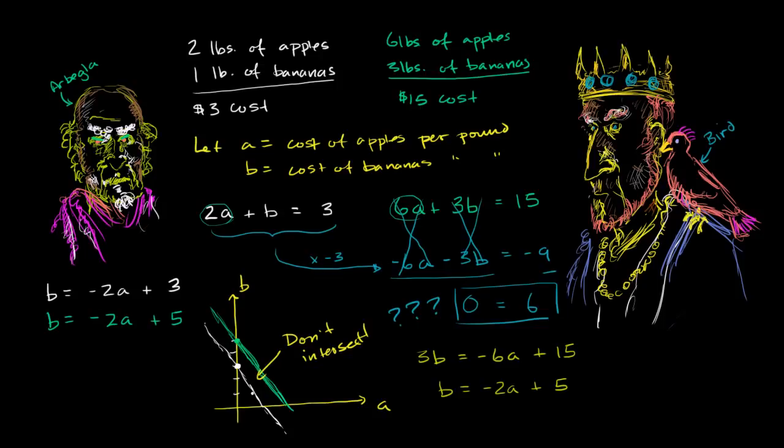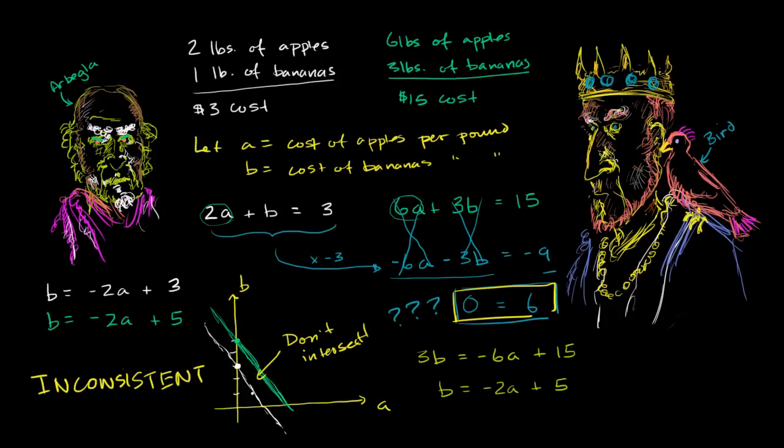There's no solution. There's no x and y that can make this statement true, or that can make 0 equal 6. There is no overlap between these two things. And so something gets into your brain. You realize that Arbeigla is trying to stump you. And you say, Arbeigla, you have given me inconsistent information. This is an inconsistent system of equations. Inconsistent happens to be the word that is sometimes used to refer to a system that has no solutions, where the lines do not intersect. And therefore, this information is incorrect.